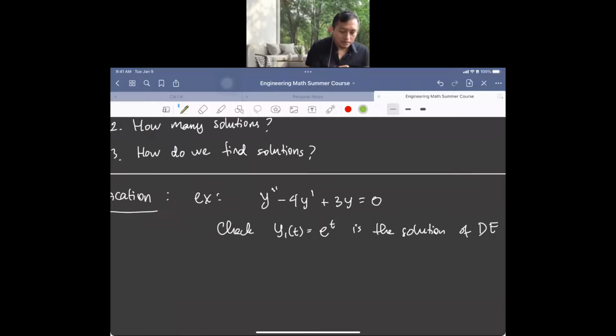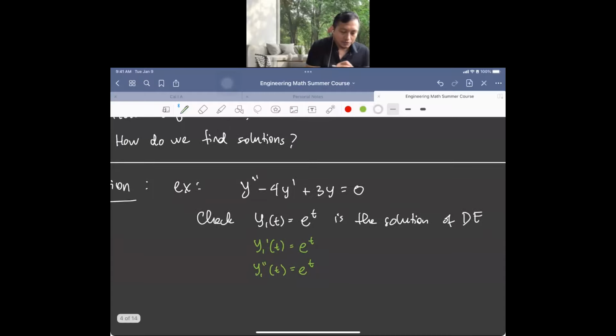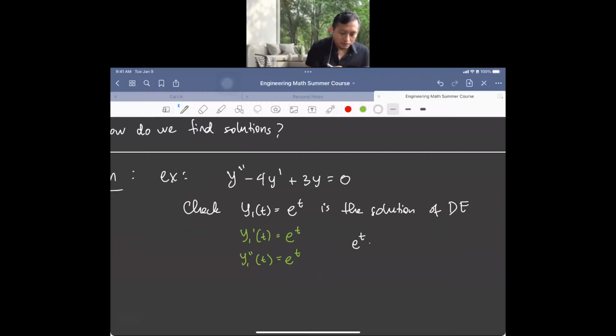Now, what we have is y equals e to the t. Let's differentiate one time, still e to the t. And of course, the second derivative is also e to the t. Now, if we check through our substitution, we say e to the t minus 4 e to the t plus 3 e to the t. And we see that it's true that it becomes zero, right? So we can say that y of t equals e to the t satisfies the differential equation.